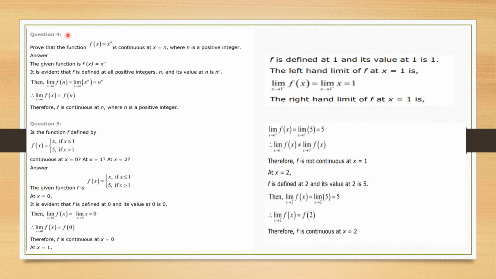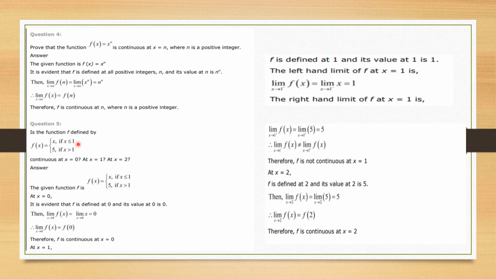Again, question number 4 is very simple. f(x) equals x^n, so this is also not a very difficult question. I'll take x approaches n. This becomes n raised to power n, and again f(n) will be n raised to power n. So this function is also continuous at x equal to n. And this is your question number 5.